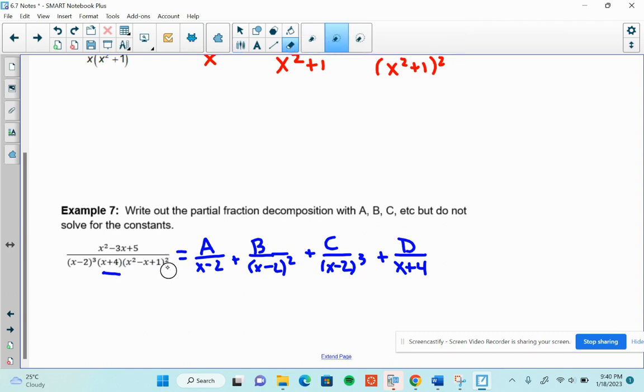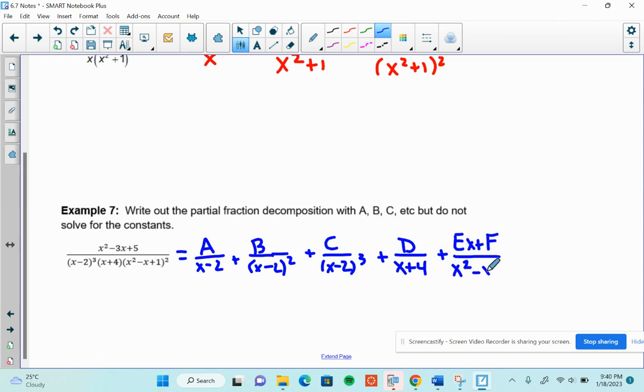Okay. And the top of those fractions have to be linear, ex plus f over x squared minus x plus 1. And then we are going to make it EFG. So we have gx plus h over x squared minus x plus 1 squared. And we're done. That's what the expansion would look like, but we asked you not to solve for the constants a, b, c, d, e, f, g, h. And that is it for this section.